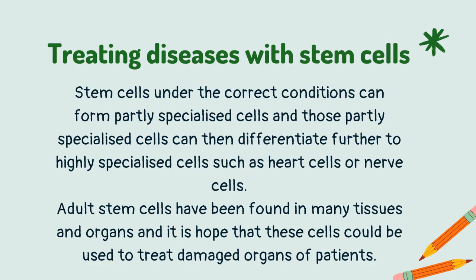Stem cells under the correct conditions can form partly specialized cells, and those partly specialized cells can then differentiate further to highly specialized cells such as heart cells or nerve cells. Adult stem cells have been found in many tissues and organs, and it is hoped that these cells could be used to treat damaged organs of patients.